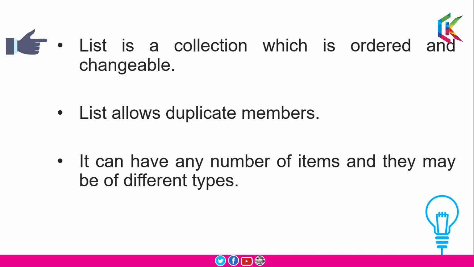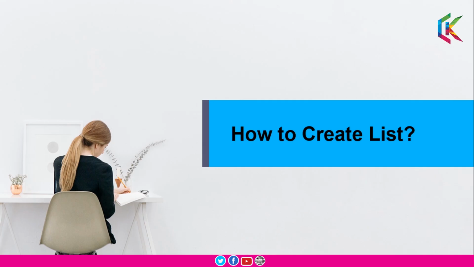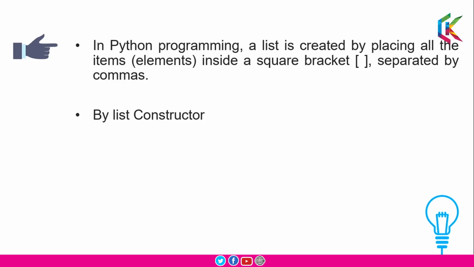So let's move on to the next topic, and that is how to create list. There are two ways to create a list. Let's discuss one by one. In the first method, we can create a list by placing all items inside a square bracket and separated by commas. And in the second approach, we can create list by list constructor. So let's open up the Sublime Text and I will show you how we can create list in Python.